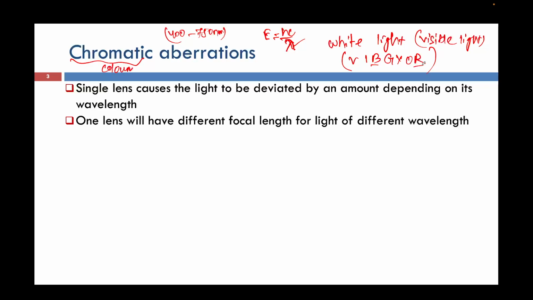So that is why, when a single lens causes the light to be deviated by an amount depending upon its wavelength, chromatic aberration will take place. Why will this chromatic aberration take place? Because for a single lens, different focal lengths will appear for different wavelengths, right? Why will this happen? Because for each wavelength, let's say violet, indigo, blue, the energy will be different. Since the energy of each ray is different, they will also be focused at a different point. That is why chromatic aberration happens.